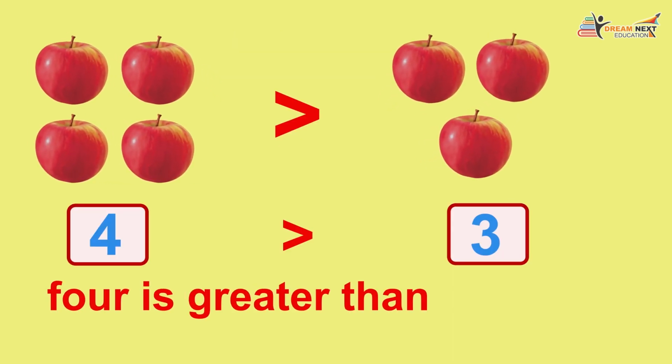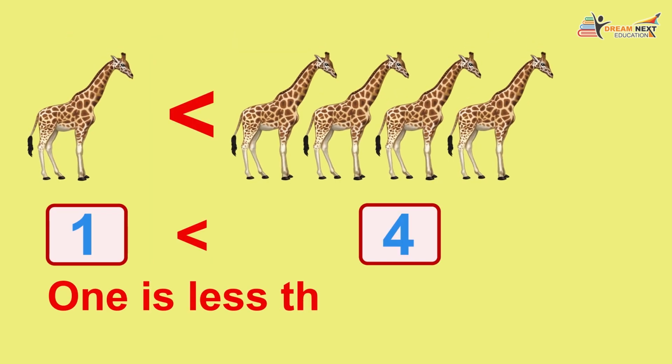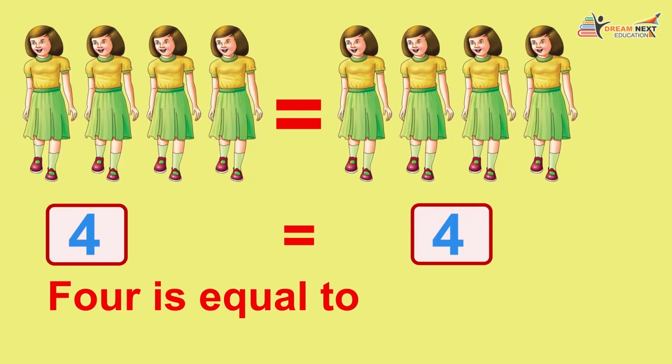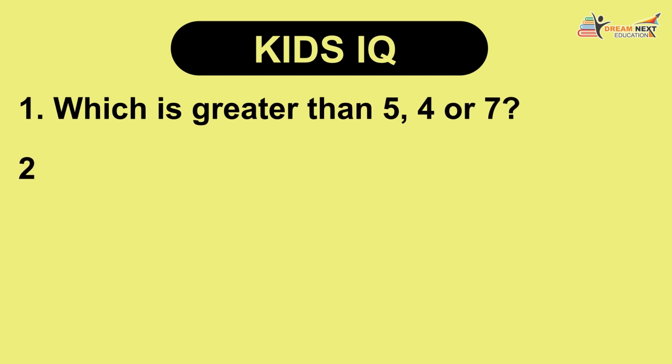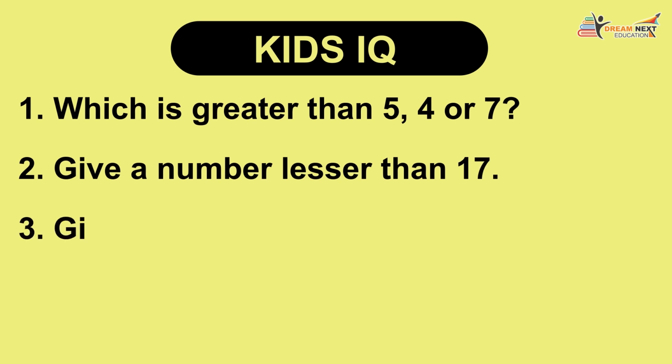4 is greater than 3. 1 is less than 4. 4 is equal to 4. Kids IQ. 1. Which is greater than 5, 4 or 7? 2. Give a number lesser than 17. 3.